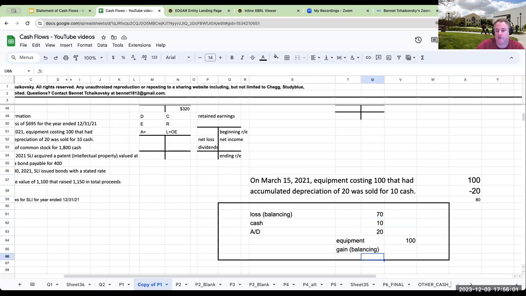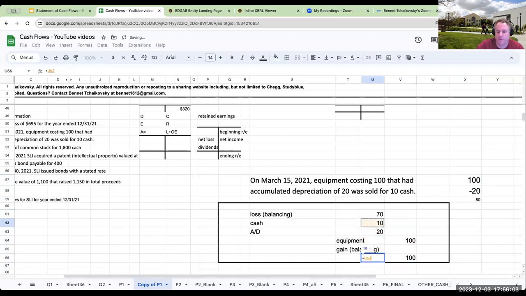Well, to balance this journal entry, prior to the loss, I have 30 of debits and 100 of credits. To make this balance, I'm going to need 70, right? You want to do this as a journal entry. Extremely important. Make sure you go through and do this.